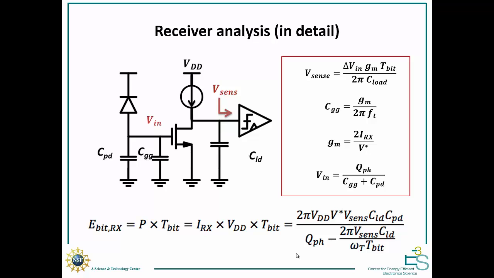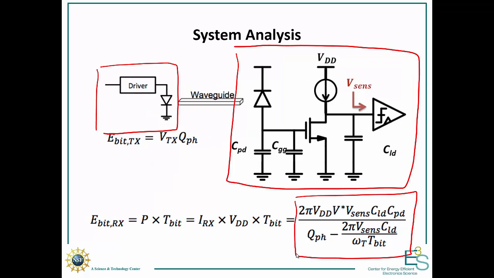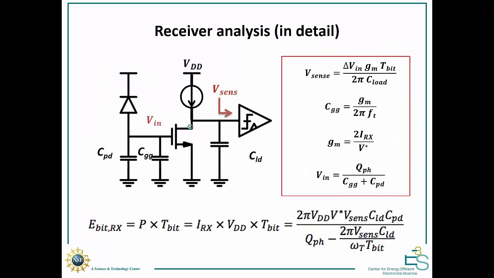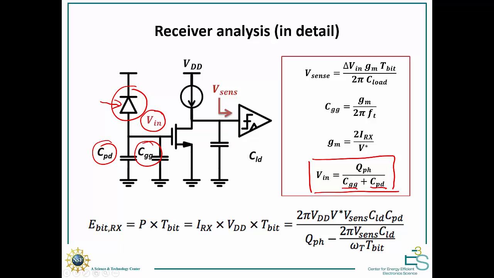To start, our emitter has sent us a certain charge, Q photonic. That charge is going to be absorbed by the photodiode and is going to result in an input voltage to our first transistor. So what's the input voltage going to be? Well, it's the charge, so the number of photons times the charge of an electron, divided by the capacitance of the photodiode, CPD, and the gate capacitance of our transistor. So that's our input voltage here.